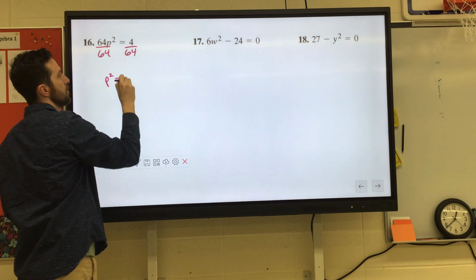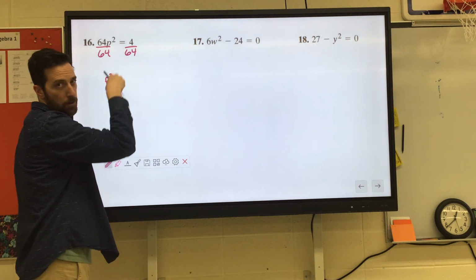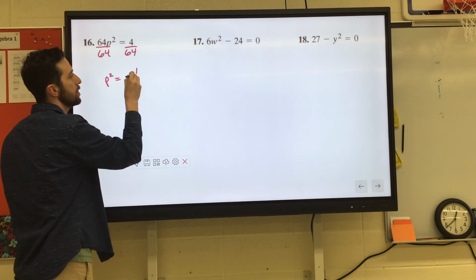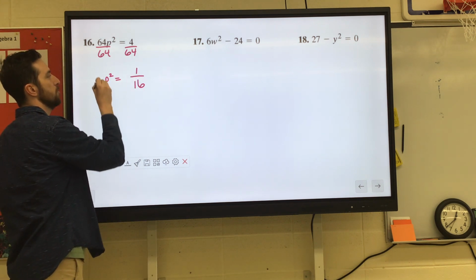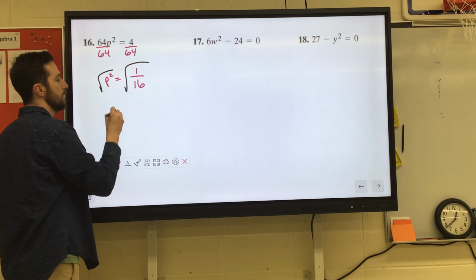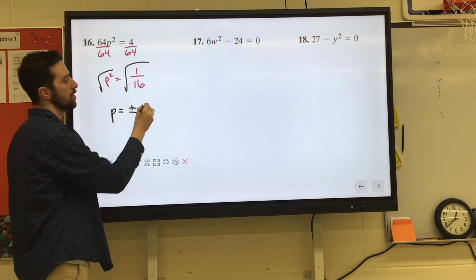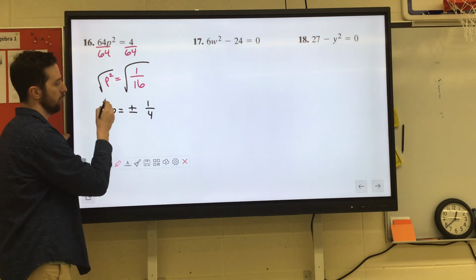Now, you don't have to simplify here, but boy, oh boy, would I recommend it. 4 goes into 4 and 64. So if I did 4 divided by 4, it's 1. 64 divided by 4 is 16. And then we would square root both sides. P equals plus or minus, and you square root each one. The square root of 1 is 1, square root of 16 is 4. So you have 1/4 and negative 1/4.